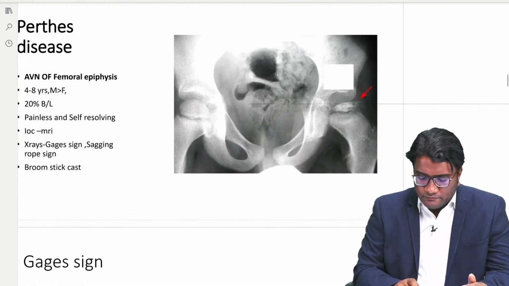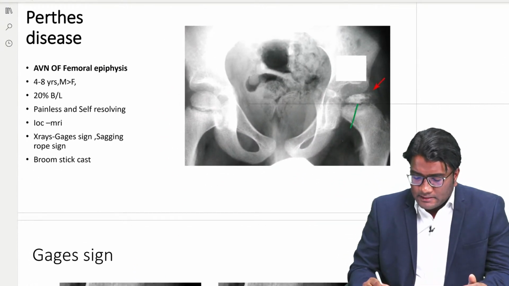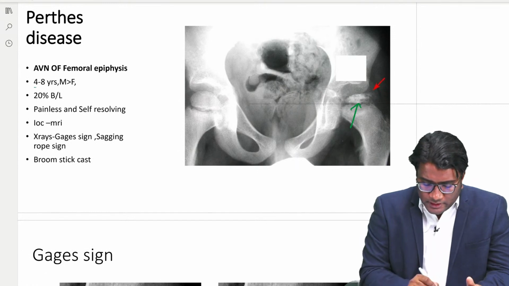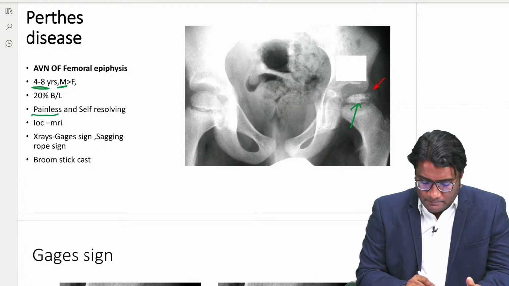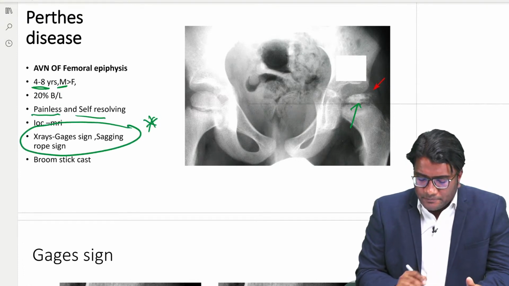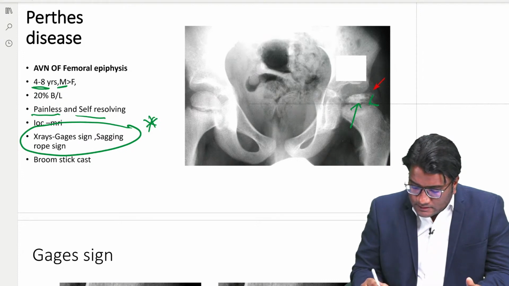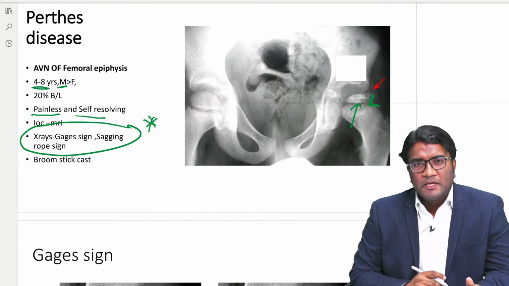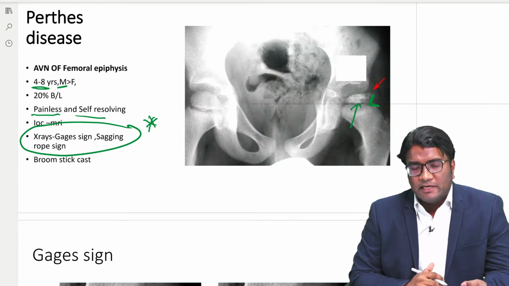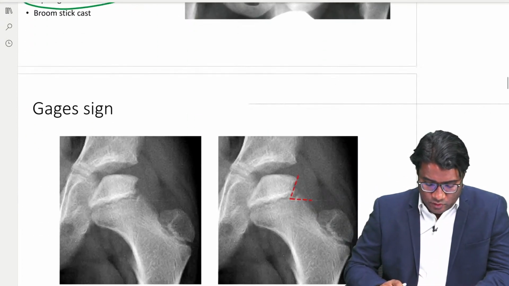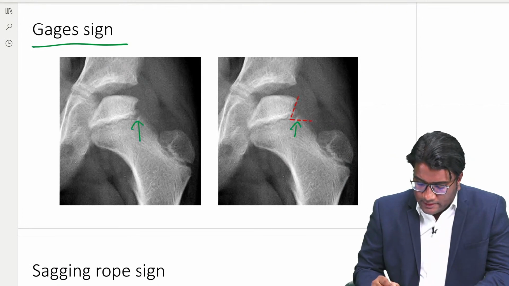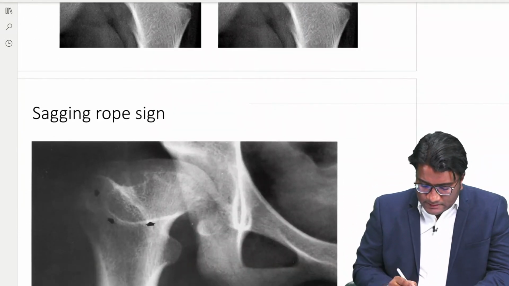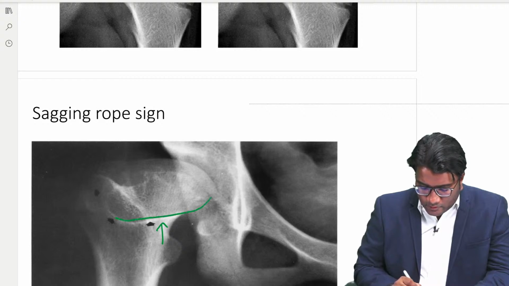So Perthes, a few words about Perthes. It is avascular necrosis of the head of the femur, more in younger children, young boys usually, right? And this is mostly painless and self-resolving. Two important X-ray findings that I want you to remember, right? One is your Gage's sign, which is a V-shaped lucency that you see on the superolateral aspect of the head of the femur. You can see the V-shaped lucency on the superolateral aspect. And sagging rope sign is a sclerotic line that you see hanging around the head of the femur.